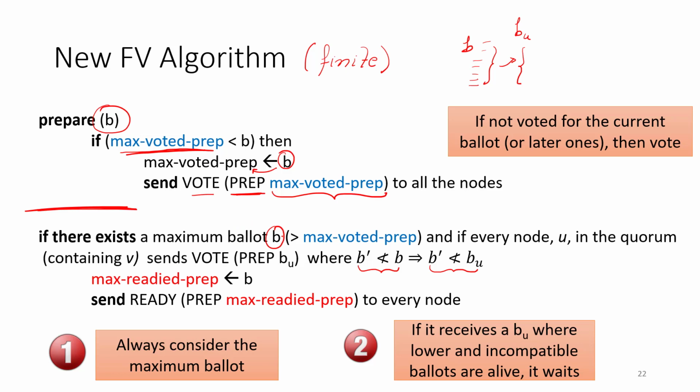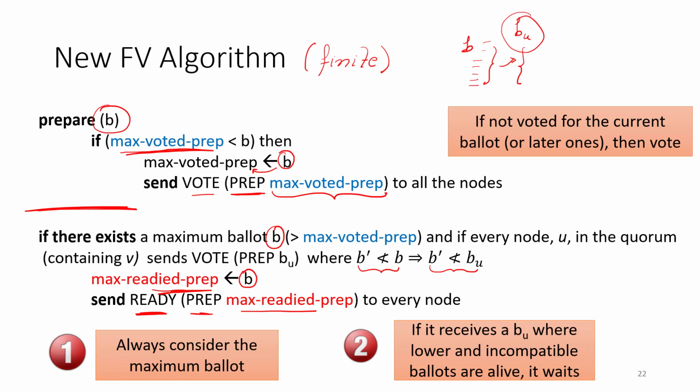So at least you are sure that this ballot has been prepared correctly, in the sense that anything which is lower and incompatible for this is also lower and incompatible with something else, but that something else has been sent. So in this case, you go for the ready version. So the max ready prep, you set it to B, right? And you send ready prep. So again, the prep message is the same, but this is the ready message, max ready prep, to every other node. So what is the idea?